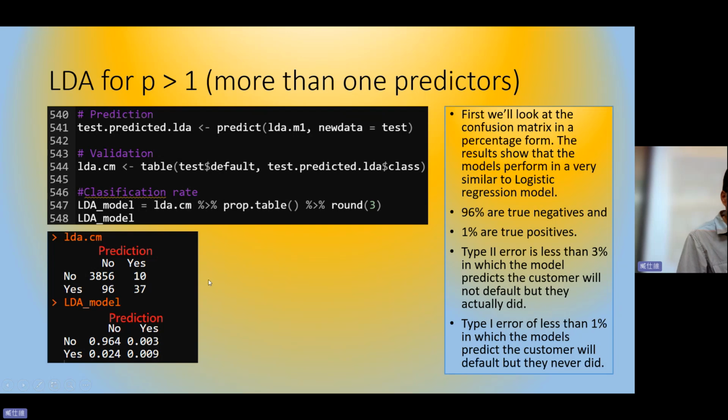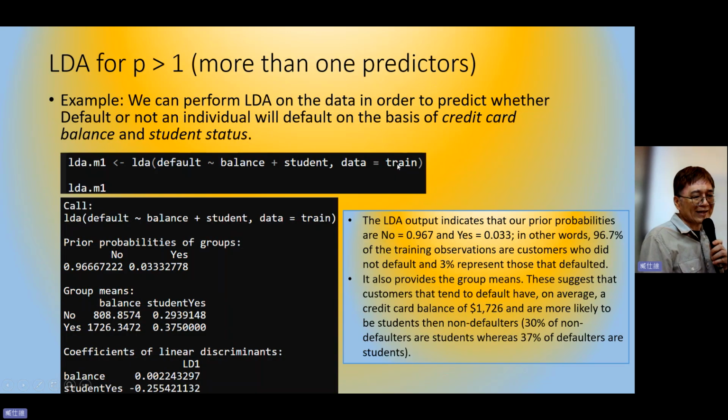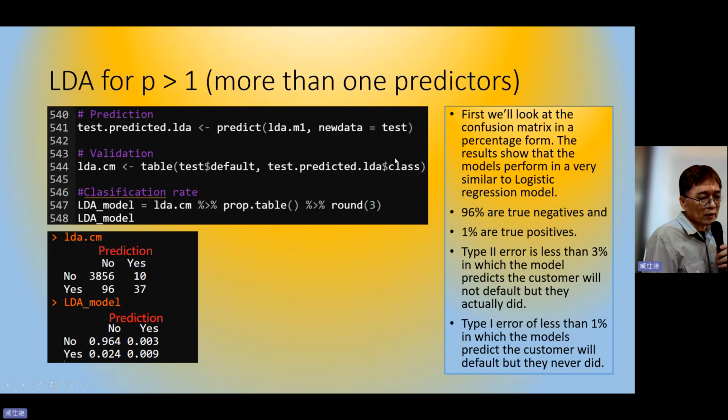Let's focus on the output here, because this is more interesting. If you check the test data, now we are using the LDA model. This is our estimated model. And now we replace the data with test data. Originally we were using training data, but now we switch to the test data and use it to generate the predictive values.